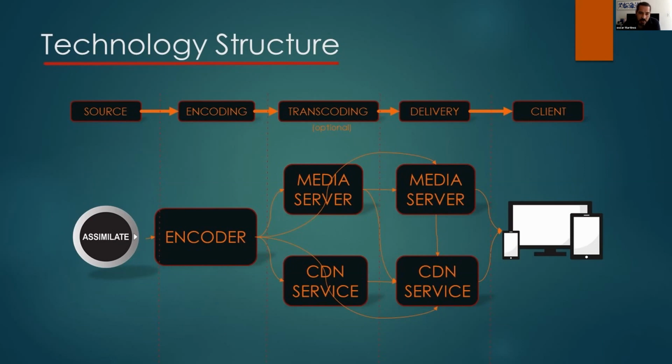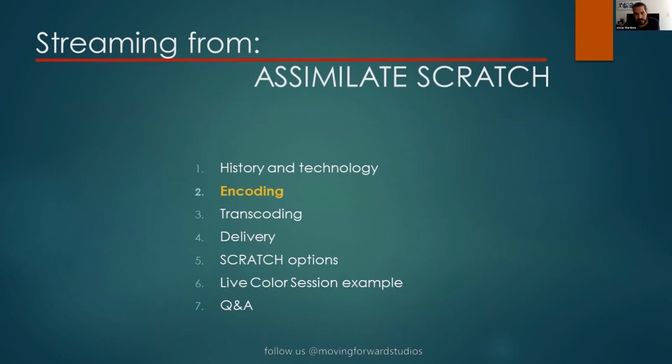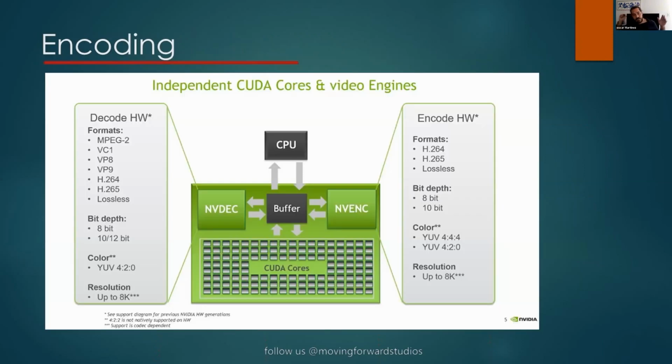Let's start with the encoding. Okay, so what we use to encode, we use NVIDIA, because NVIDIA has hardware. It has a part of the NVIDIA that is dedicated only to encoding in H.264 or H.265. So that's why we use H.264. There are other formats like VP8 or VP9 that are cool, and the quality is good, but we don't use them for encoding.